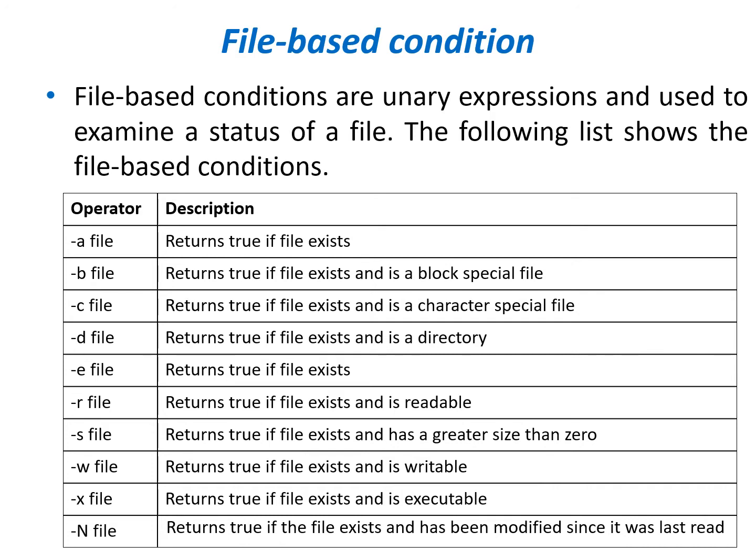Dash r file returns true if file exists and is readable. Dash s file returns true if file exists and has size greater than 0. Dash w file returns true if file exists and is writable. Dash x returns true if file exists and is executable. Dash n returns true if the file exists and has been modified since it was last read.